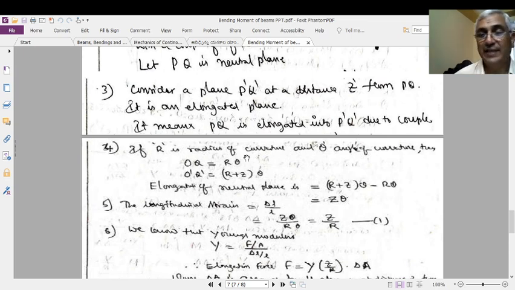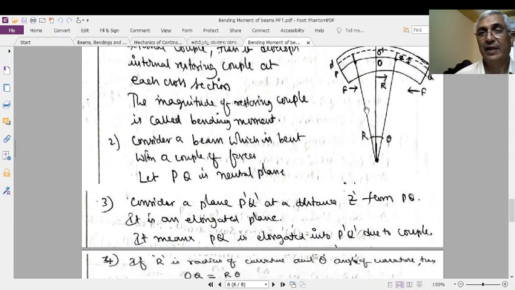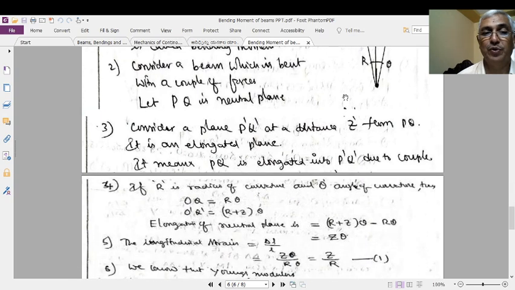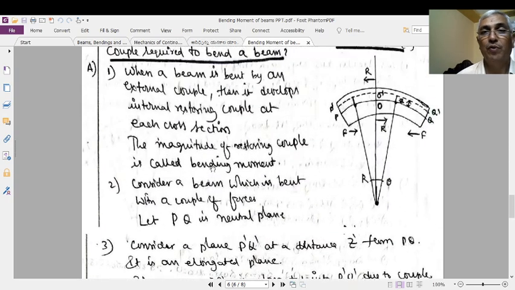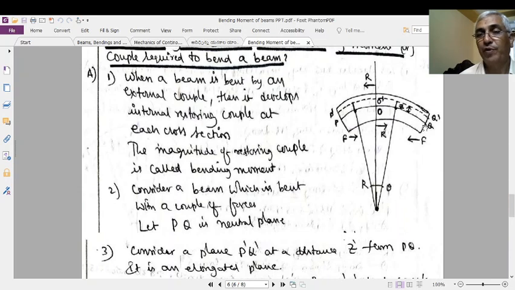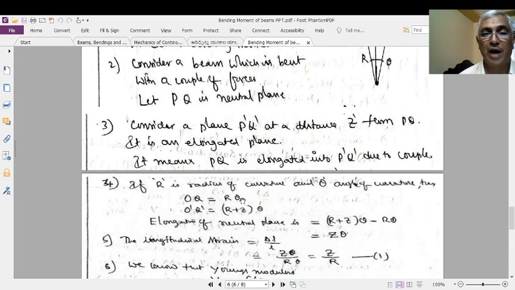Therefore, if R is the radius of curvature and theta is the angle of curvature, the arc length of the upper layer, from this point to this point, is O'Q'. Consider the neutral layer OQ, before bending or even after bending, its length remains constant. OQ is equal to R theta.